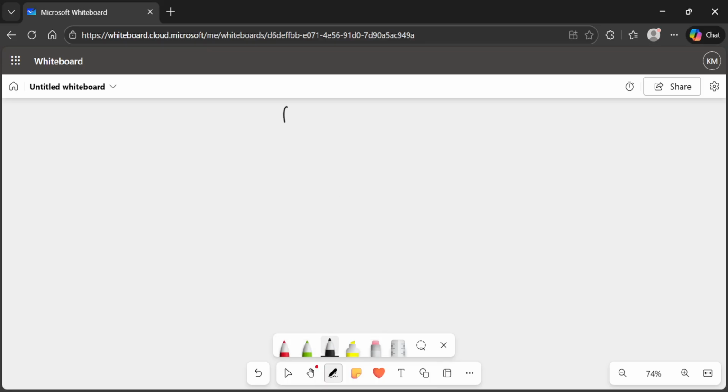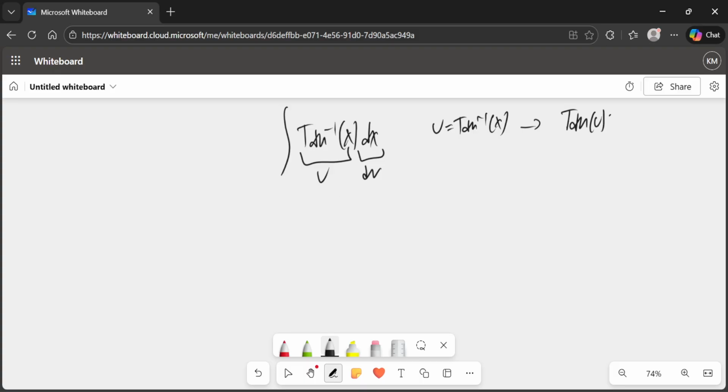The next one is, I don't know, what is the next one? Do we want to do tangent inverse? Tangent inverse x dx. So u is equal to tangent inverse x. Do this off to the side, which you should always do. If you're memorizing the inverse trig derivatives, you're doing it wrong. Tangent u equals x. So this is x over 1, and the hypotenuse is the square root of 1 plus x squared.